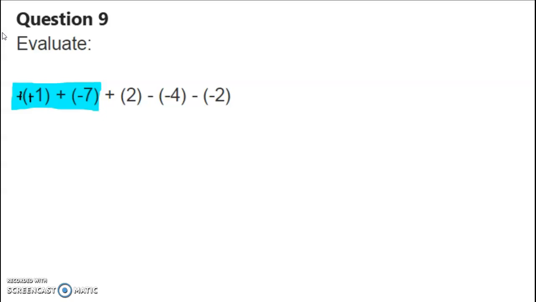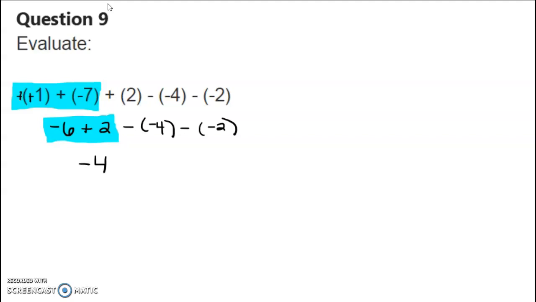So the difference between the two is 6. And then to determine which one has the higher absolute value, 7 does. So it's going to keep that 6 negative. So now we're going to bring down everything else. Plus 2 minus negative 4 minus negative 2. Okay, I didn't have to do math, I was just copying. So now let's look at the next step, just these two numbers. Negative 6 plus positive 2. The difference between these two is the number 4. Negative 6 is more powerful, so it's going to keep it negative. Now I'm just going to bring down everything else.